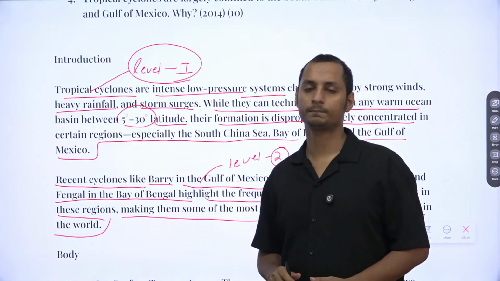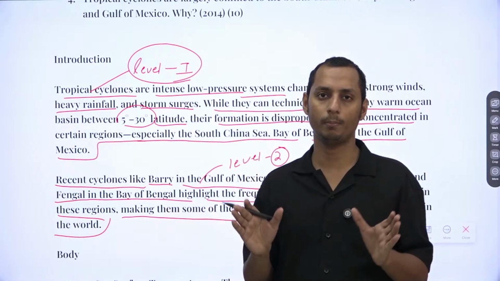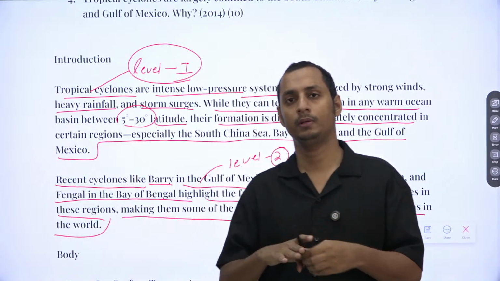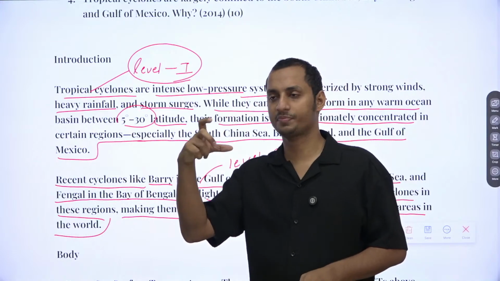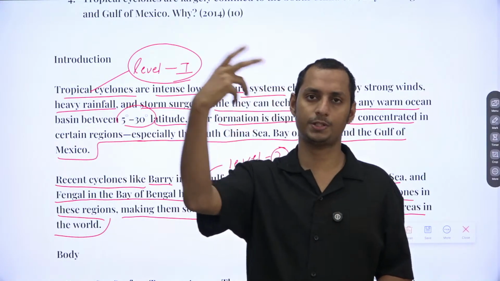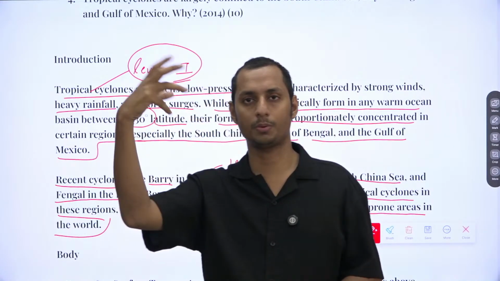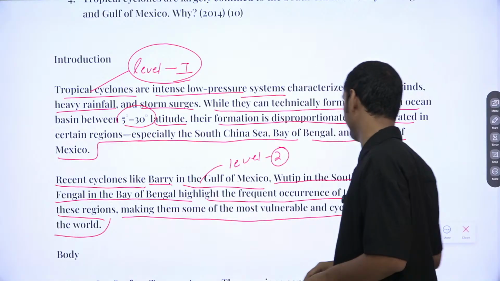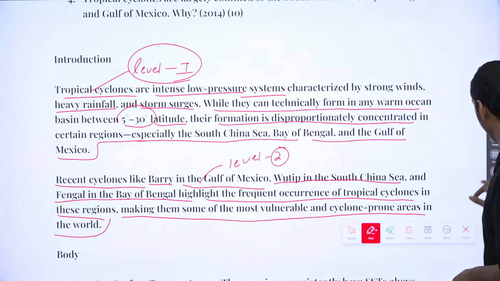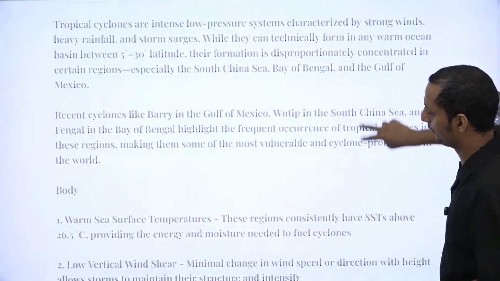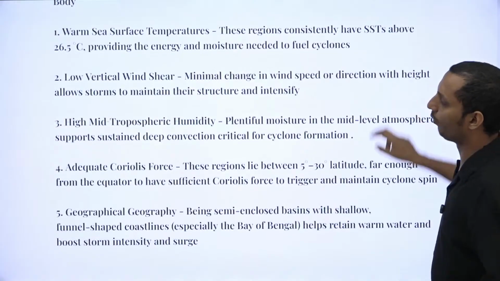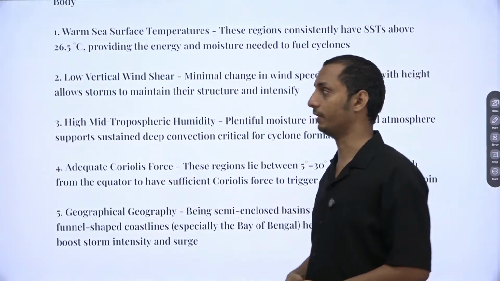Now, what do you need to do? You need to draw a world map, then mention all these cyclones which have happened in the Bay of Bengal, mention all the cyclones which have happened in the South China Sea and also the Gulf of Mexico. And for the second body part, what do you need to do? You have to mention how or why these cyclones occur in these particular regions.